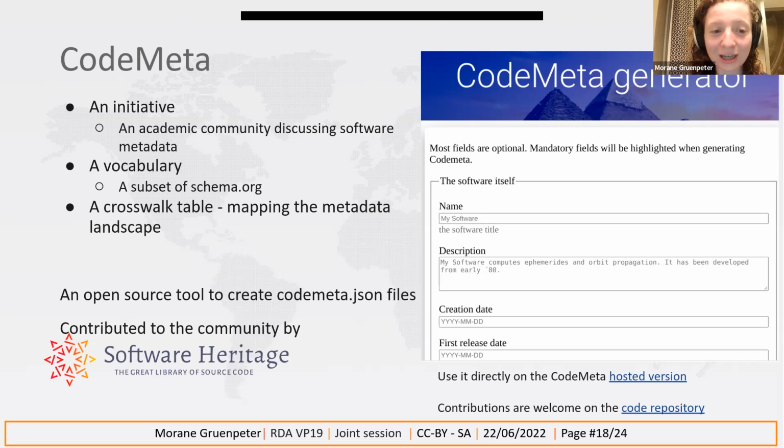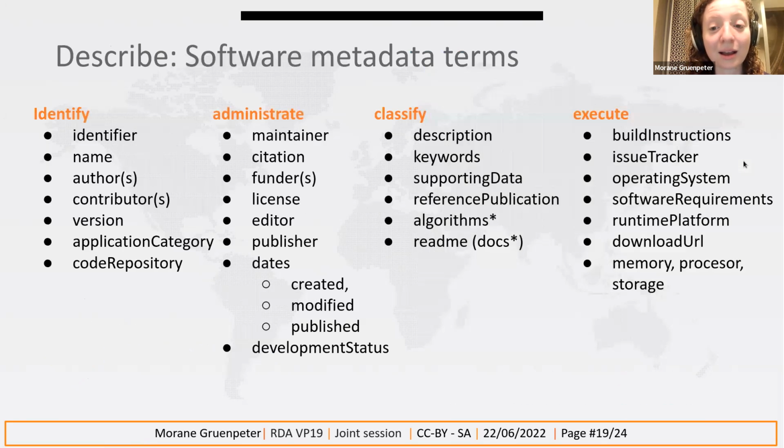But shortly I can tell you that it's an academic community discussing software metadata. It's a subset of schema.org, and there's a very impressive crosswalk table mapping the metadata landscape describing software. There's a hosted version on the CodeMeta site, and there is a code repository of this codemeta generator, which is a tool where you can create your own codemeta.json file. A few types of software metadata terms to identify, to administrate, to classify, and to execute software.